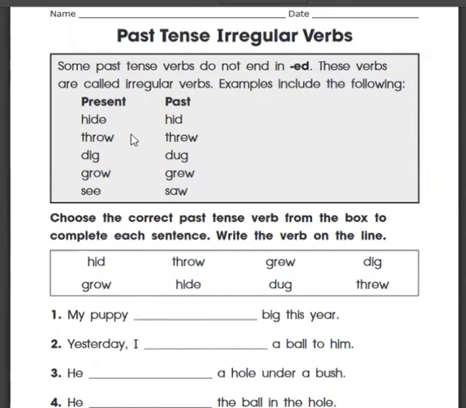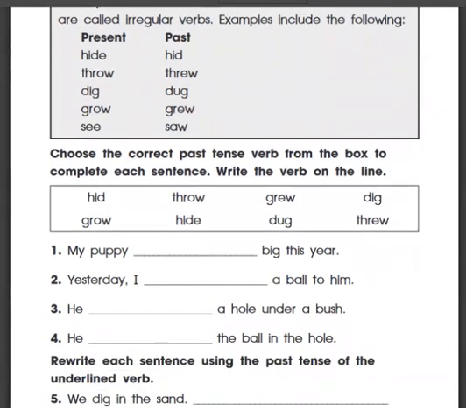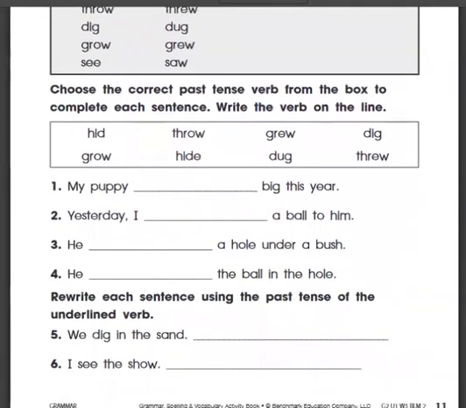So now we're going to use these new words to complete some sentences. Just exactly the same thing as we did on the first page. We've got 4 words where we're filling in the blank. And the last 2 words, we're going to rewrite the sentence. Okay?